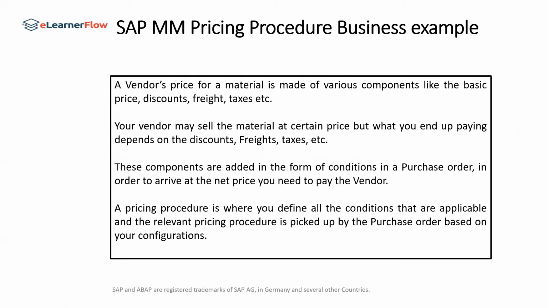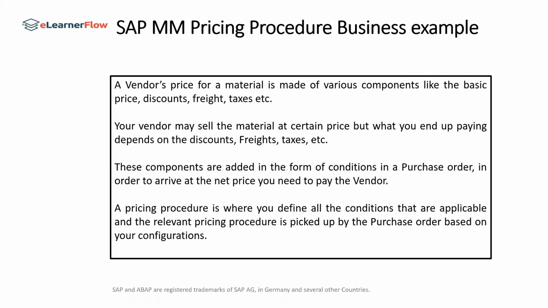Whenever you want to purchase a material from a vendor, you negotiate with the vendor and the vendor quotes the price of the material. But this is only the basic price that the vendor quotes. Apart from this price, you need to pay various other components like freight, taxes, surcharges, etc. So the vendor may be quoting a particular price, but you end up paying a different price altogether.